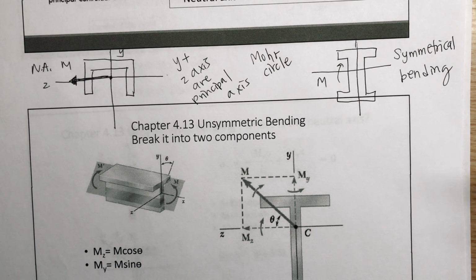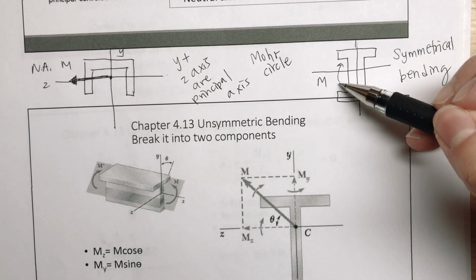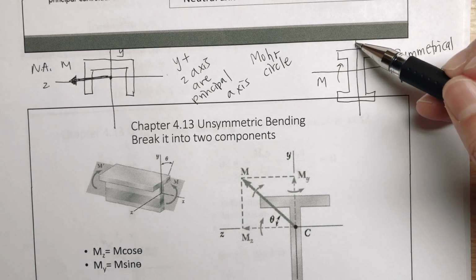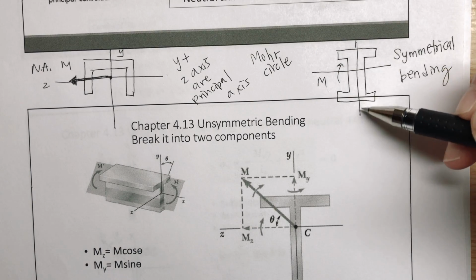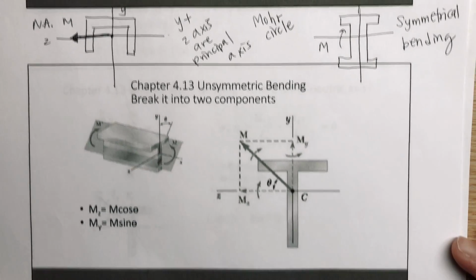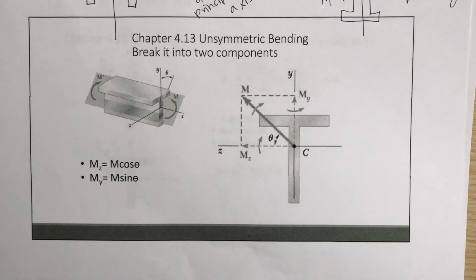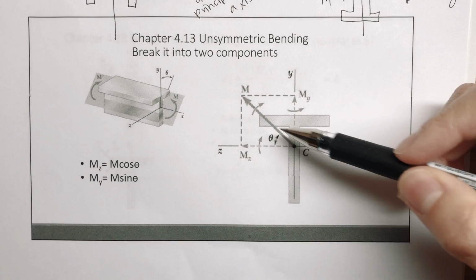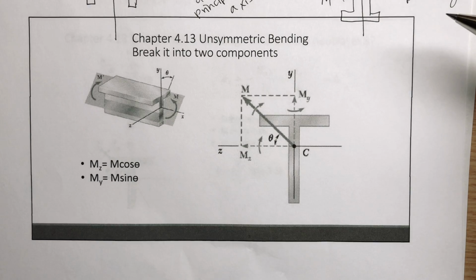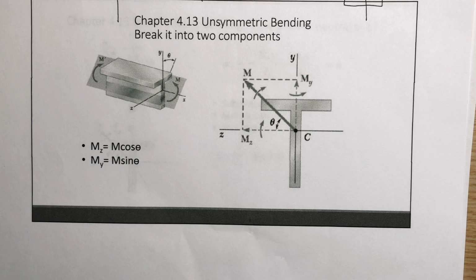So again, in the last class, we've done symmetric bending. Symmetric bending is when the moment is acting along a line of symmetry or a plane of symmetry. So what do you do when you have this unsymmetric bending? This is not along any line of symmetry here. You're going to break it into two components. Now we're on slide 8.